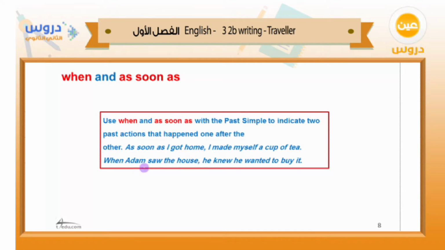When Adam saw, this is the simple past of the verb see. So when Adam saw the house, he knew, the past of know, he knew he wanted, also the past of want, to buy it. So when Adam saw the house, he knew he wanted to buy it. We have three verbs that are in the past, and the sentence means the first second, the moment. When Adam saw the nice house, he liked it a lot, and he knew that he decided to buy the house.